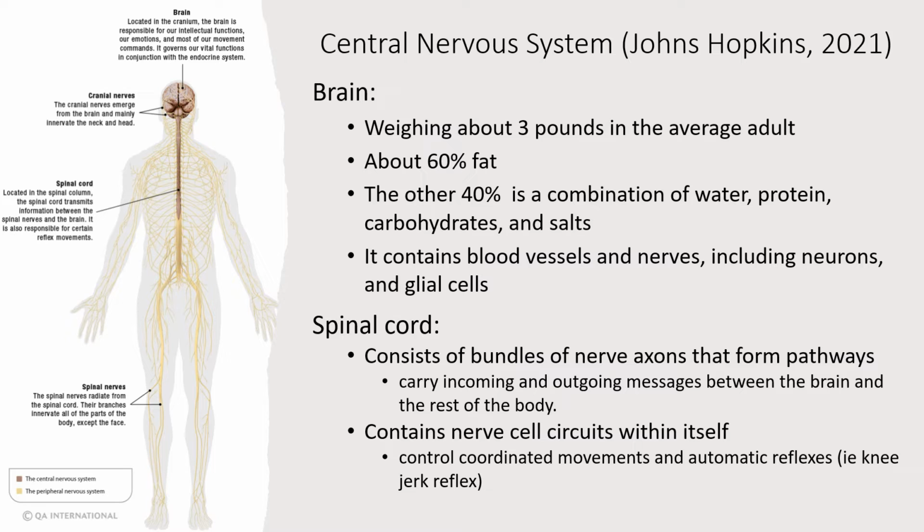The spinal cord consists of bundles of nerve axons forming pathways that carry incoming and outgoing messages between the brain and the rest of the body. And it contains nerve cell circuits within itself that control coordinated movements and automatic reflexes.